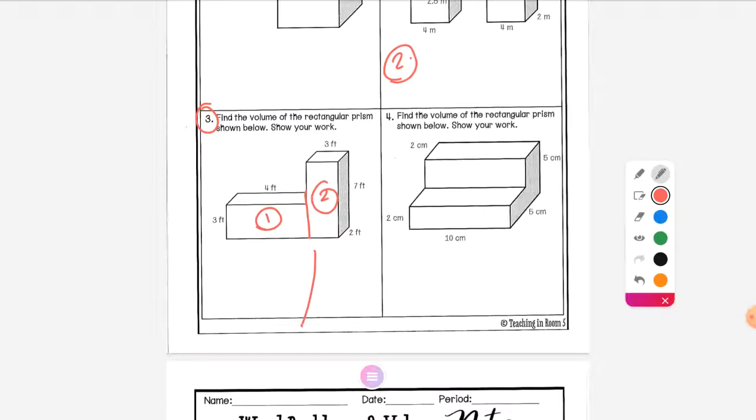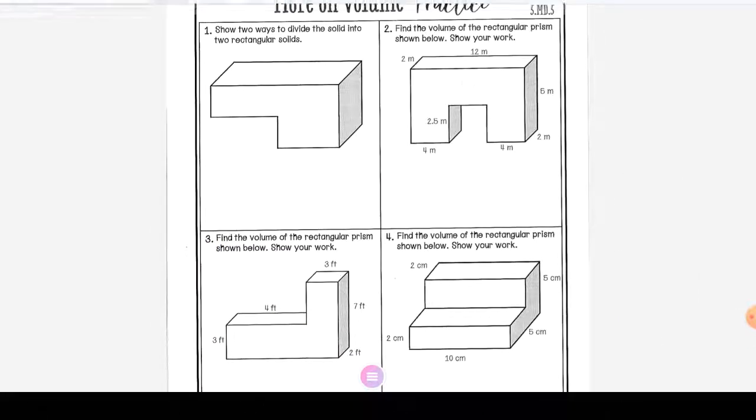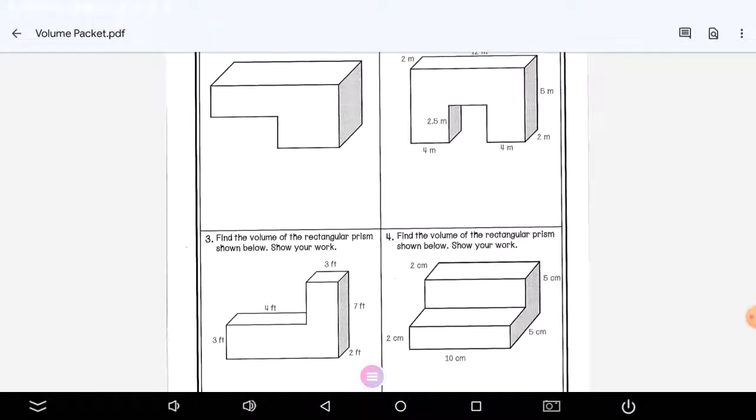We have number 1, 2. What were the numbers? No. 1, 2, 3. Okay?